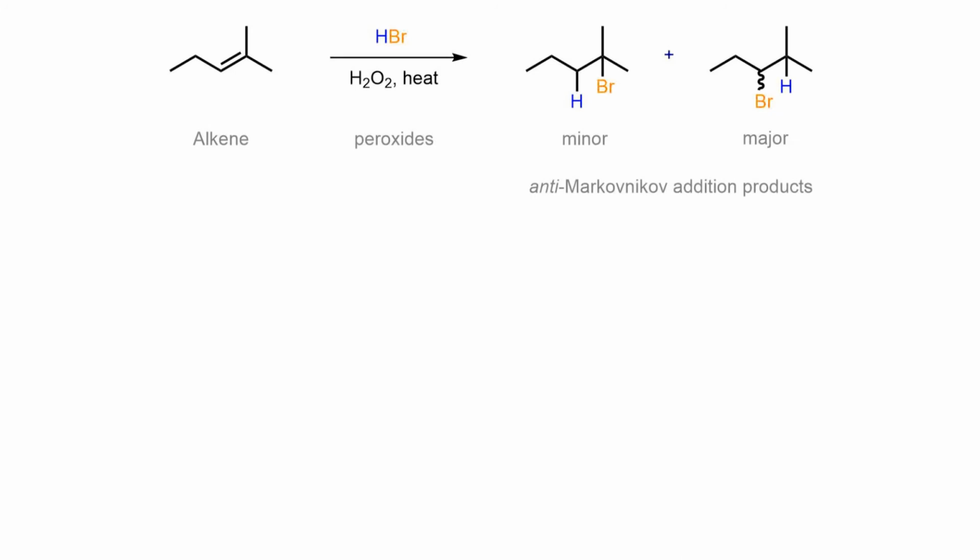Treating an alkene with HBr in the presence of peroxides gives the opposite regiochemical outcome observed with just HBr. And here we can see that the minor product is the tertiary system and the major product is the secondary system. And this is because we go through a radical pathway in which the best radical is preferred, and that gives us the major product here, which is the secondary alkyl bromide.